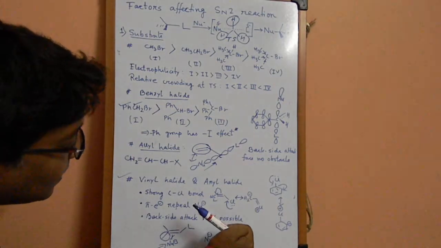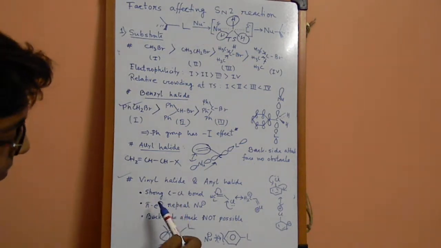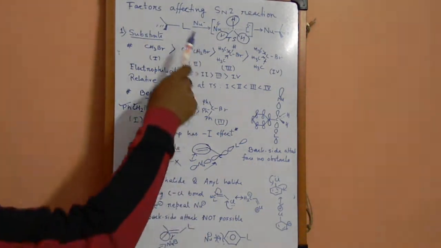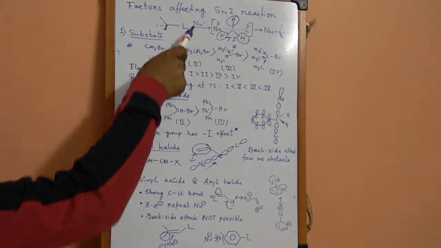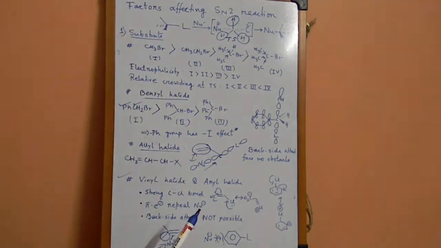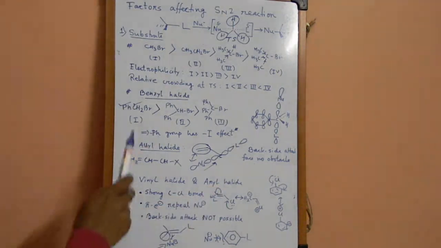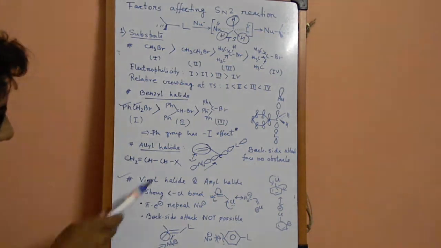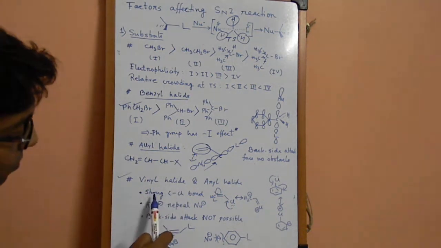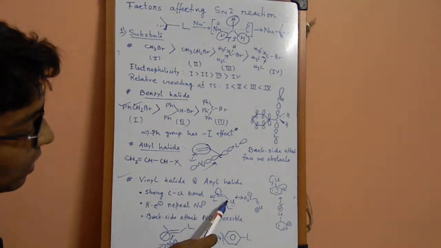What happens? The first thing is, this makes a stronger C-Cl bond. Remember one thing: if this C-Cl bond is very, very strong, it will not want to leave easily. That is always a problem for the substitution reaction. A good leaving group is always a better option. When we talk about this leaving group effect, we'll talk about it in detail. But here you can just realize, due to the stronger C-Cl bond, this is not a good leaving group.